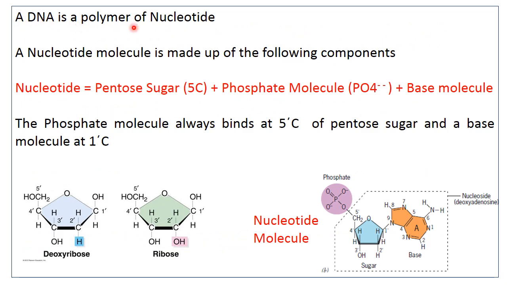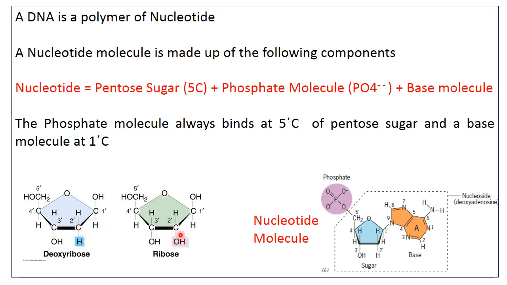A DNA is a polymer of nucleotides, and a nucleotide molecule is made up of the following three components. One is the pentose sugar, that is a 5-carbon molecule, one phosphate molecule and a base molecule. The phosphate molecule always binds at the 5' carbon of the pentose sugar and a base molecule at the first carbon. Here the structure shows two types of pentose sugar. This is ribose sugar and this is deoxyribose sugar.